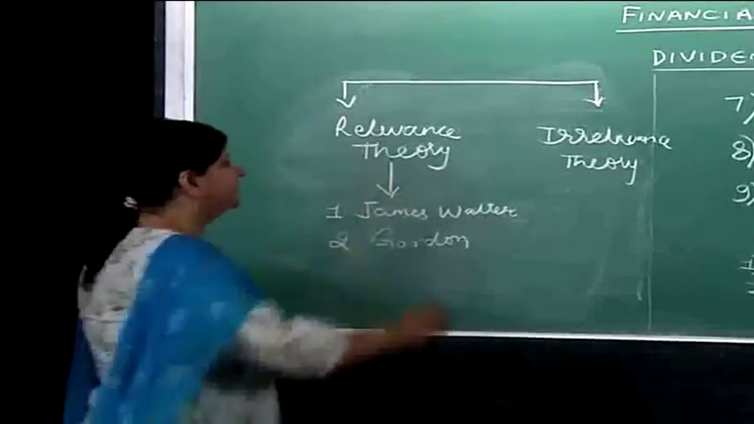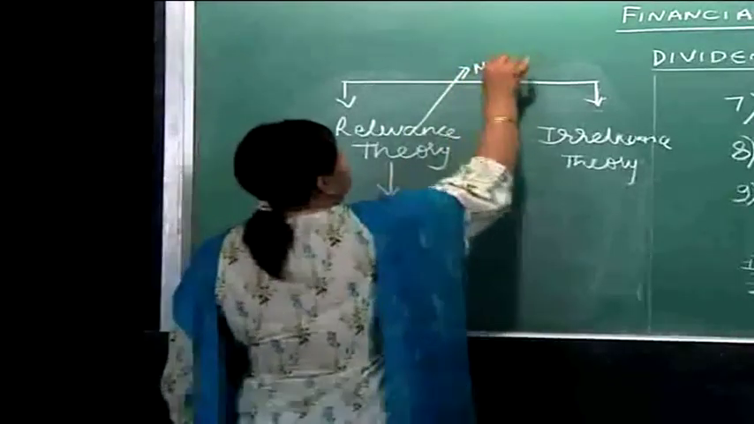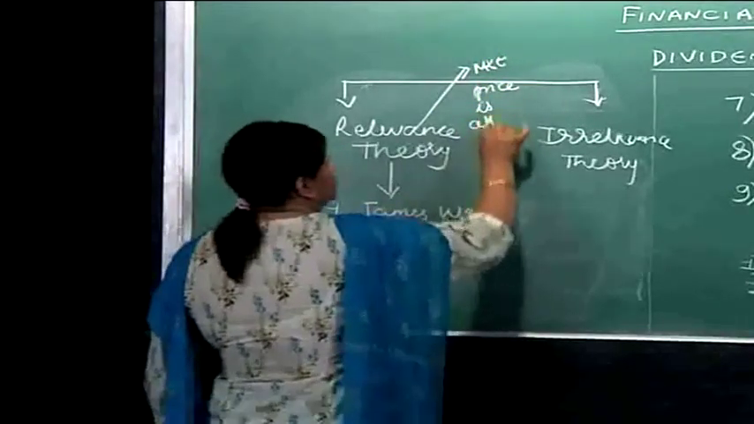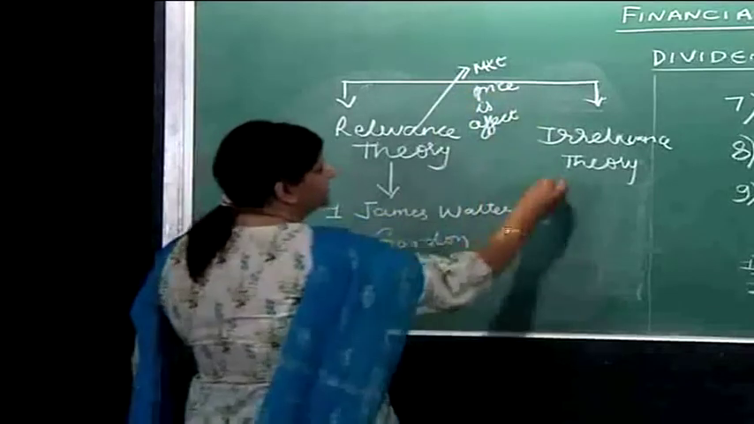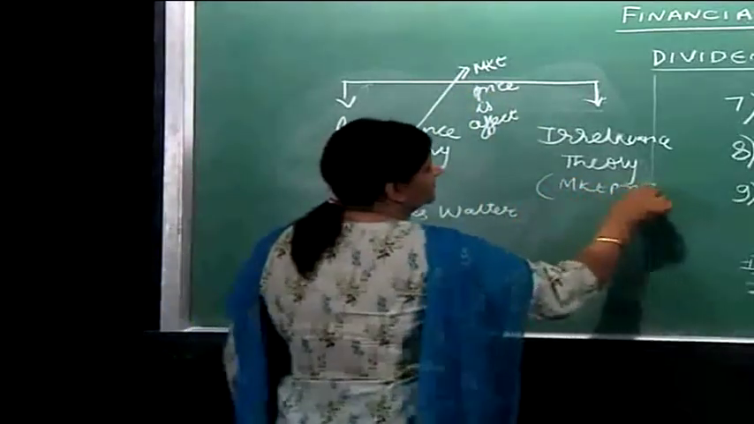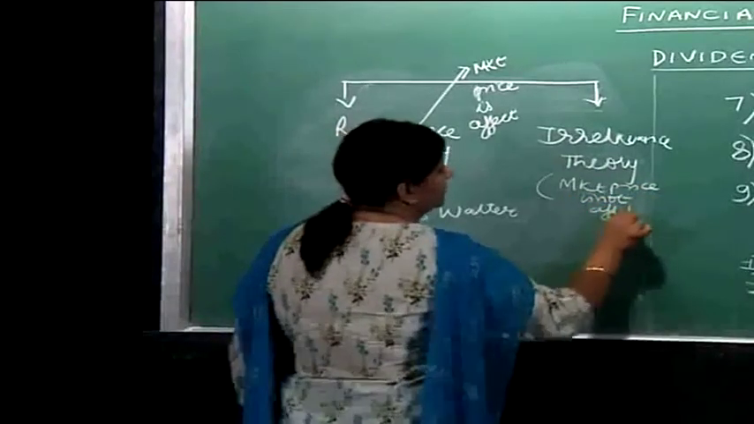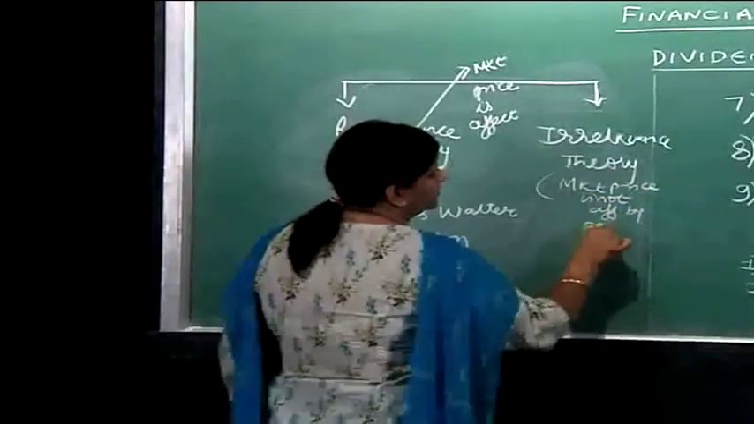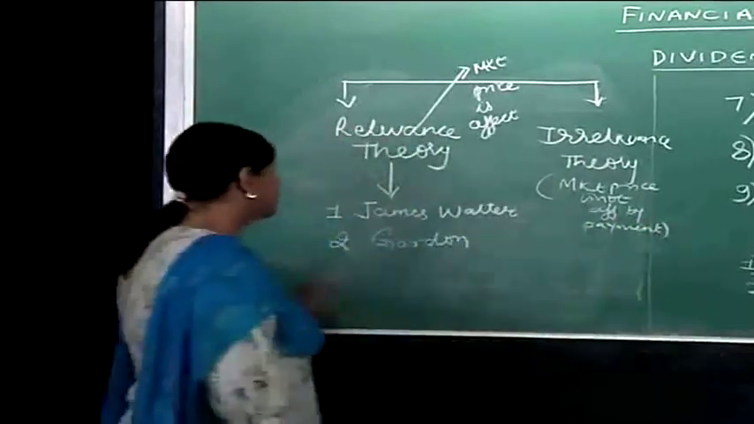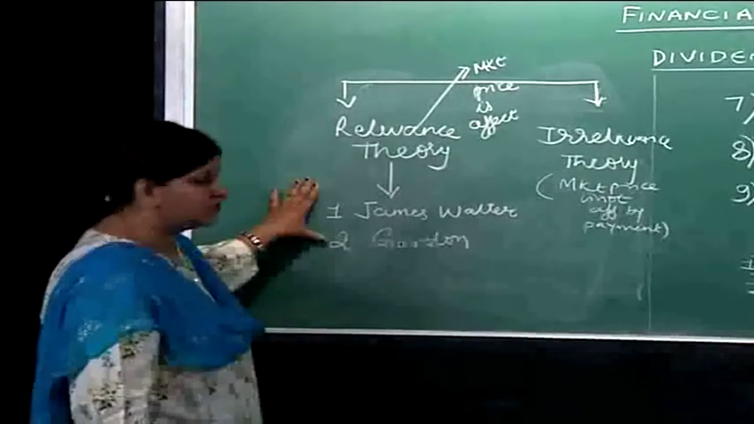Relevant theory means that market price is affected by payment of dividend. Irrelevant theory means that the market price of share is not affected by payment of dividend. So today we are going to discuss the theory which has been given by Walter.